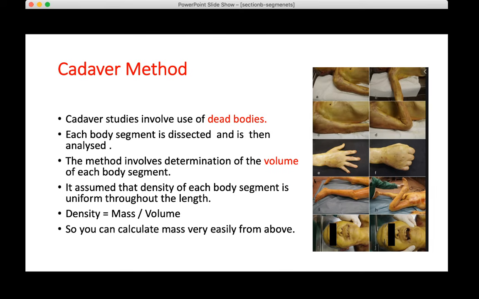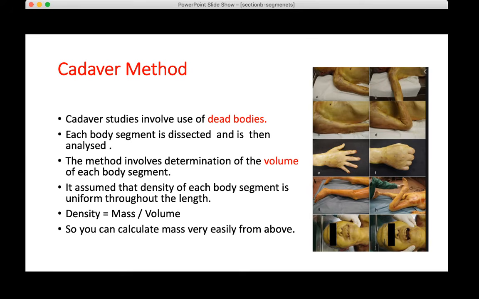In earlier times, body segment measurements started with these cadaver studies. What they did was take some dead bodies and try to evaluate their masses: the mass of the hand, mass of the leg, mass of the trunk, individually. For each body segment they tried, and what they basically measured was volume, with very simple techniques like immersion. I'll discuss it later on.